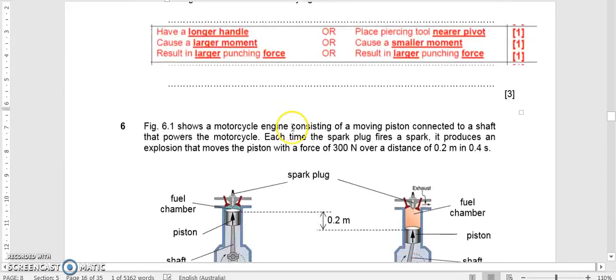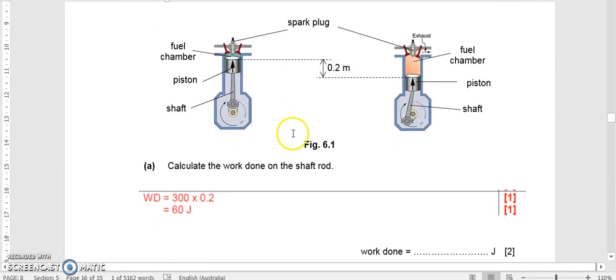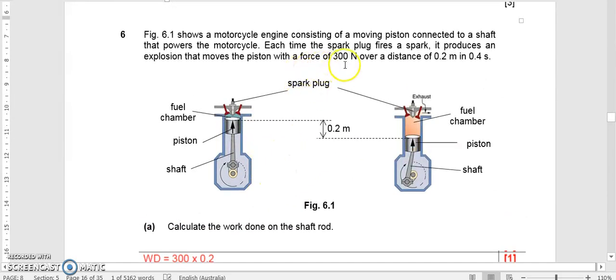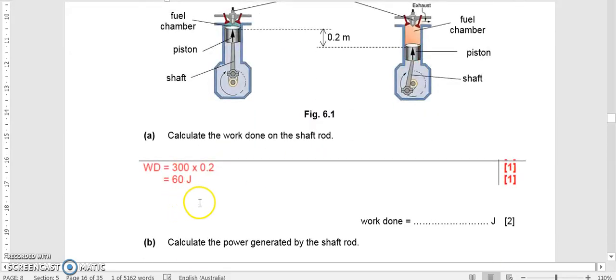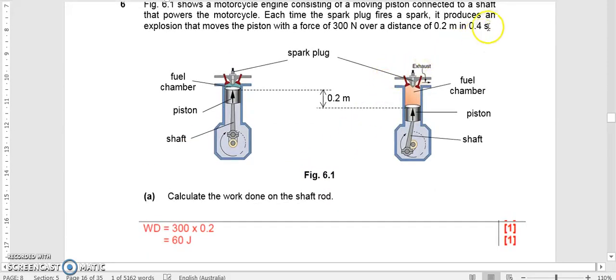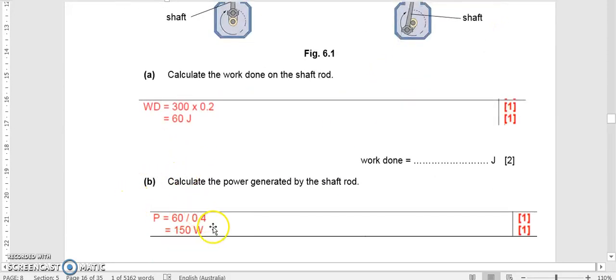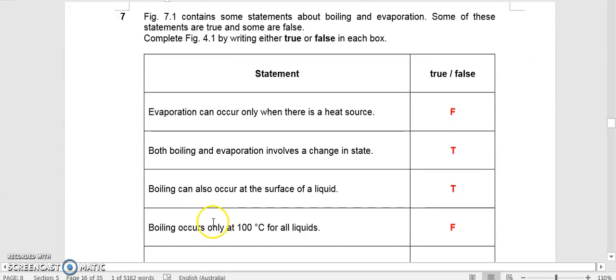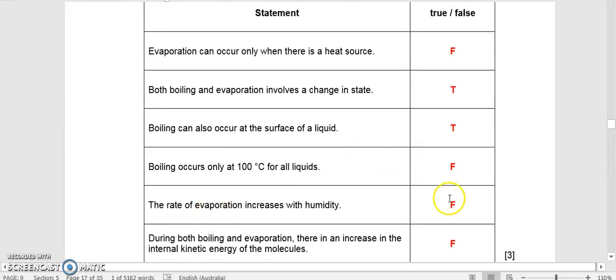That's all. Okay. Question 6, I think quite a few of you got this good. Just force times distance, work done. So force is given here, 300, times distance, 0.2. And power is just work done divided by time taken. So time taken already given as 0.4. That's it.